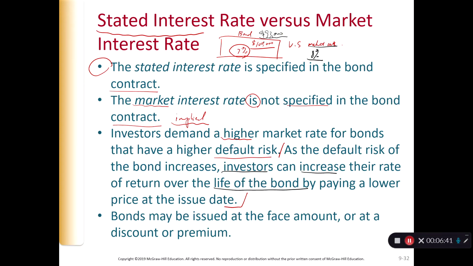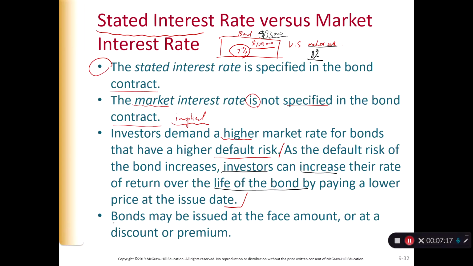Because you are very risky, you are likely to default, and they like to invest in you, but they want a higher return than what you promised. If that's the scenario, investors are not going to pay you $100,000 like you asked. They're only going to pay you $93,000 at the issuance date. That way, over the life of this bond, they can earn higher interest. In this scenario, we call the bond issued at a discount.